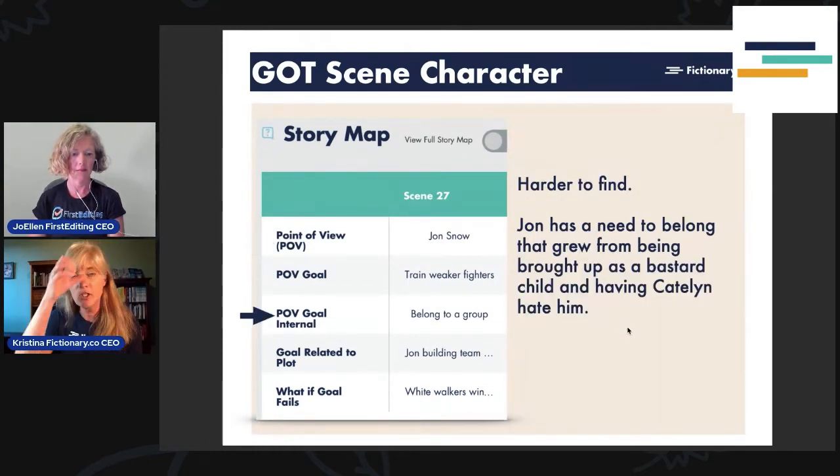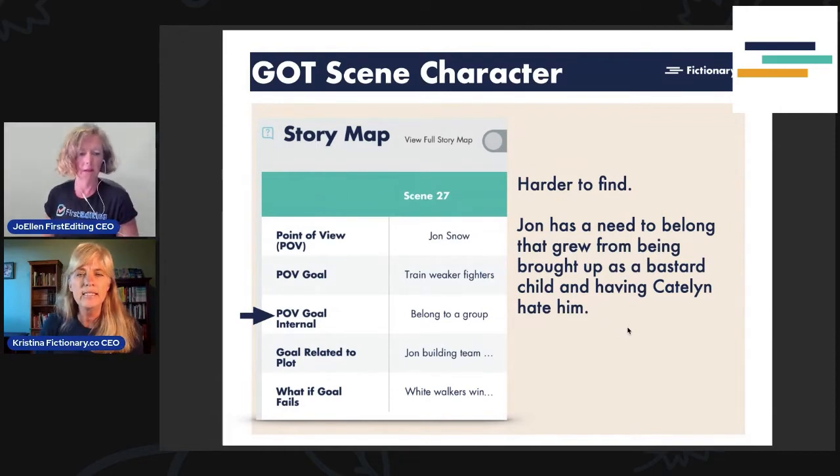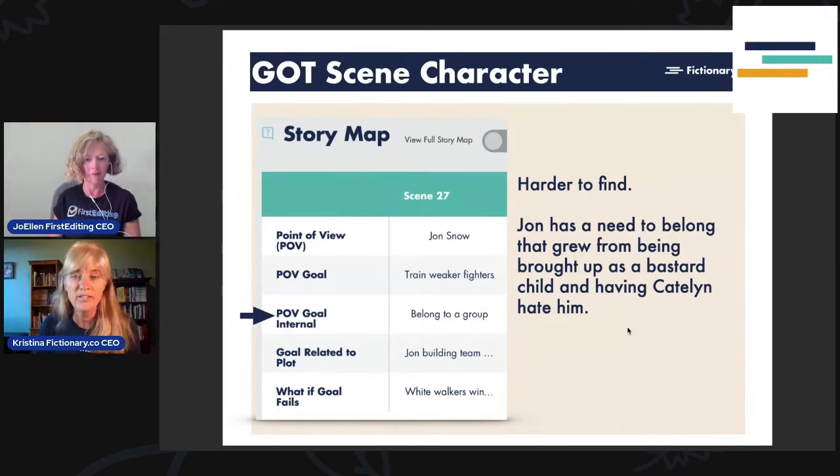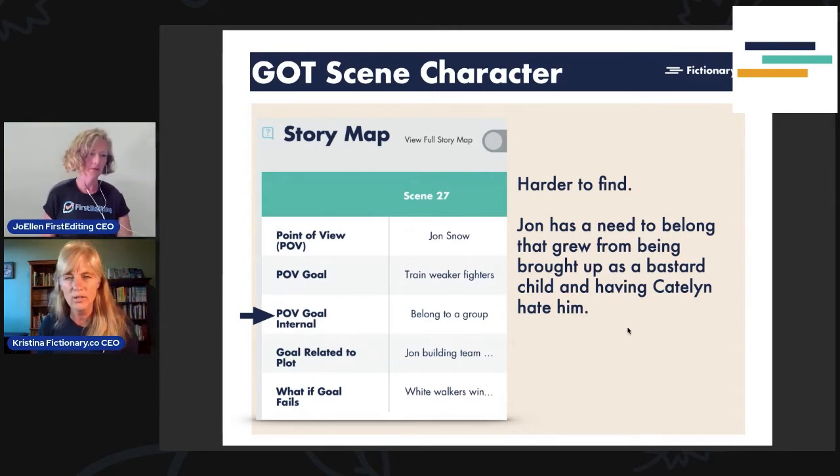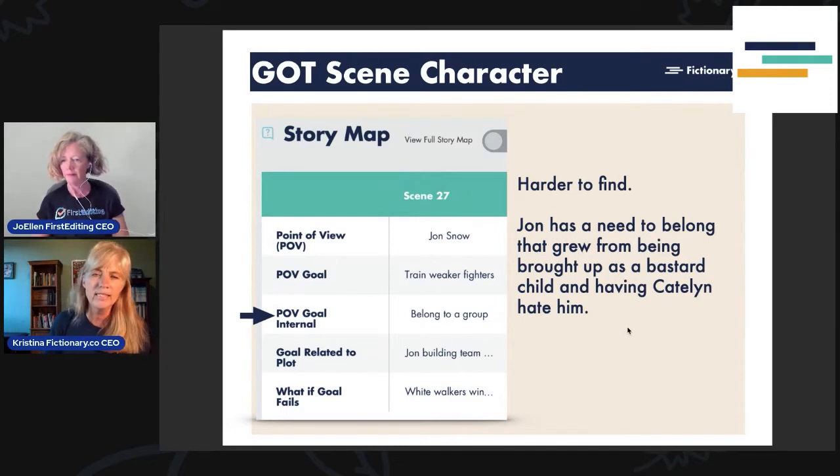All right. So the internal goal can be harder to find. And sometimes it has something to do with a character's inner flaw or need. And when you read through this scene, John's internal goal is to belong to a group. He has a need to belong that grew from being brought up as a bastard child and having Caitlin hate him. And Caitlin is his father's wife at this point in the story. And so he's grown up in an environment where he was with the family, but never belonged. And so at the Night Watch, when he's at the wall, he has this strong desire to belong there. And so that's his internal goal that he will be struggling with throughout the entire story.